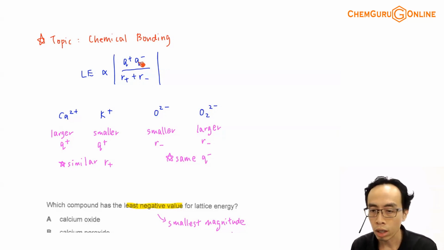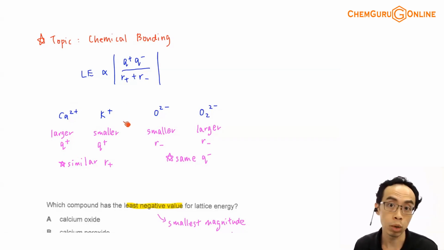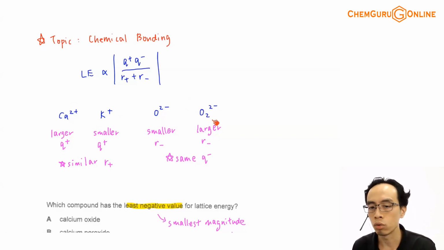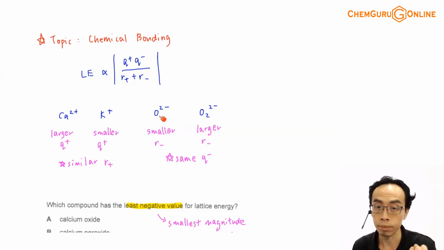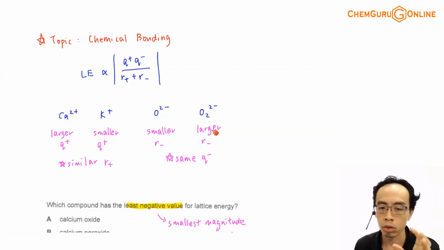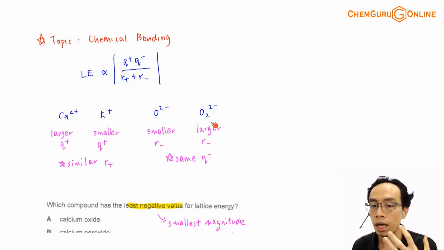All right. So we have 2 cations and 2 anions, Ca2+ versus K+. The size is similar because they're in the same period. Obviously Ca2+ has the bigger charge, +2 versus +1. Then O2- versus O2 2-, the negative charge is the same, so the Q minus is the same. The difference between them will have to be the R minus. Oxide is smaller because it's just one atom. O2 2-, because you have 2 oxygens, is going to be bigger in size. So the radius involving O2 2- will be larger.